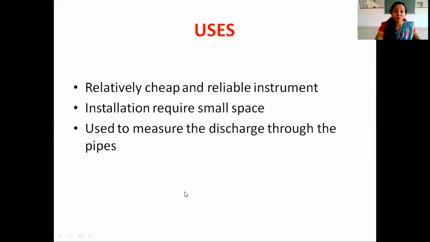Let's see what are the important uses of this orifice meter. Orifice meter is relatively cheap and reliable equipment, the installation requires very little space, and it is used to measure the discharge through pipes. And this instrument is used to measure the flow rate of fluid that is passing through a pipeline. So these are the important uses of this orifice meter.